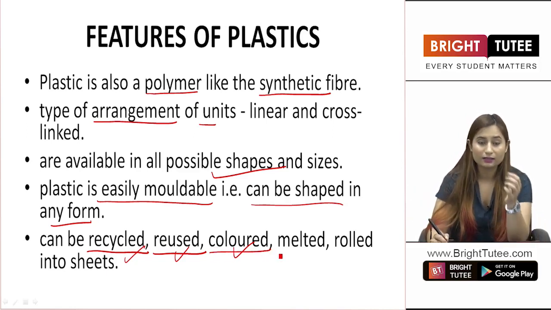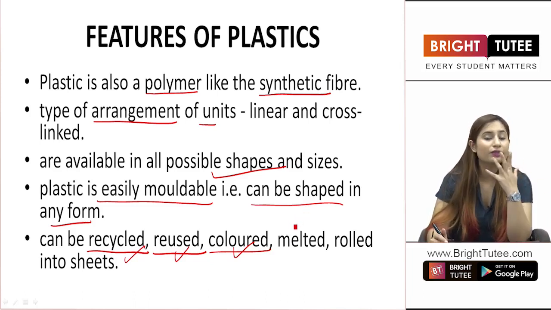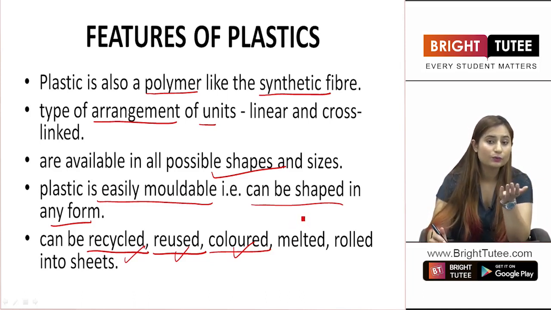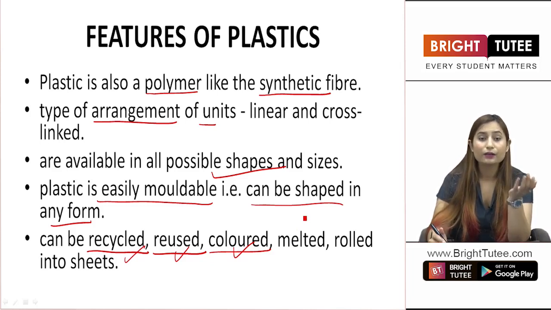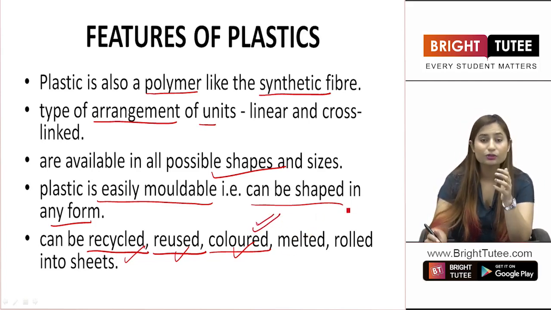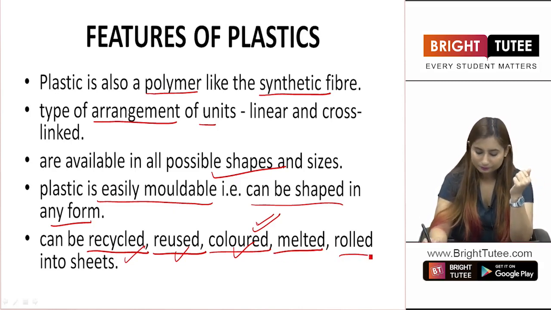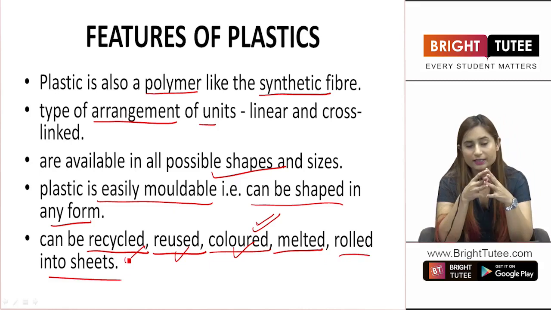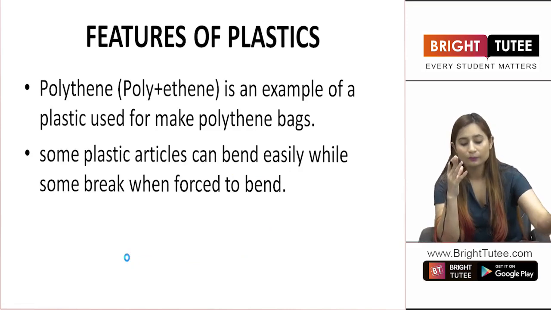Then it can be colored. You have seen all the objects, you have different containers, you have different bowls which you put into microwave ovens. They are of different colors, like green, blue, white, yellow. So this is another advantage of plastic, that it can be colored. So it can be used at many places where colors are required for representation, right? Then it can easily be melted. It can be rolled into sheets. So these are some features of plastics that make it more useful to us.